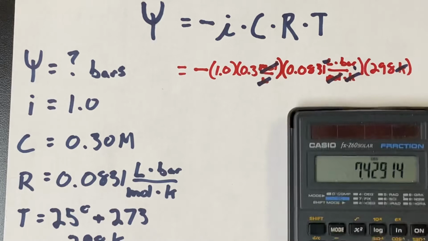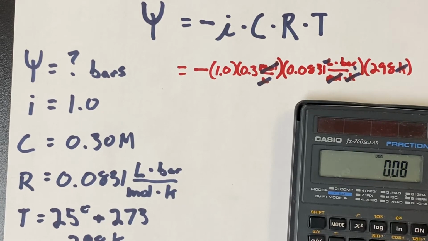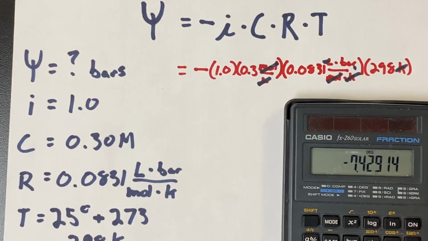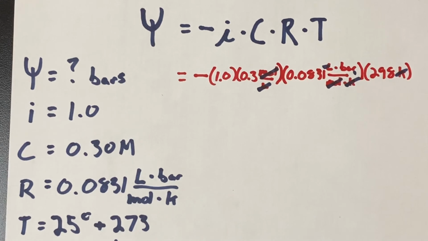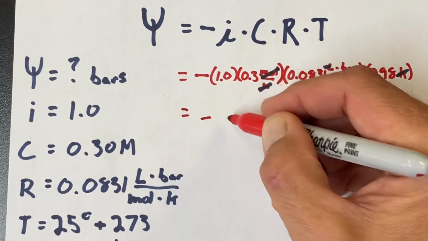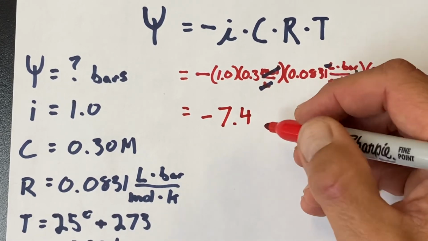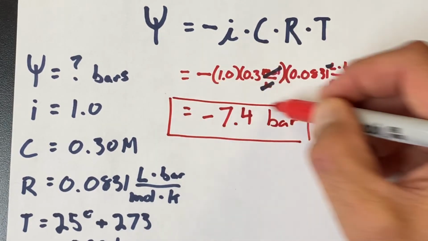Now I just need to go to my calculator. I'm going to say negative. I might have to put that in at the end. 1 negative times 0.3 times 0.0831 times 298 gives me something like negative 7.429. I think for my purposes, negative 7.4 or negative 7.3 bar would be great. I'm going to circle that, and that's how you do it.